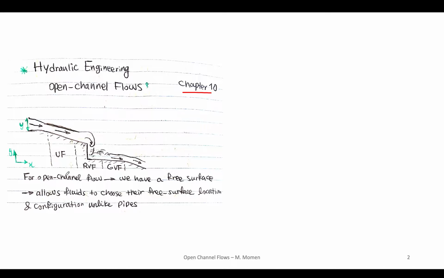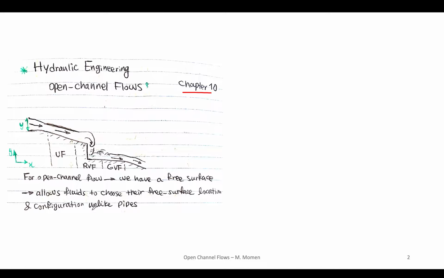So as you can see, one of the specific properties of these open channel flow systems is that we have a free surface. So the surface here is free, so it can change. This allows the fluid to choose its free surface location and configuration. So it can modulate itself based on the topography, based on gravity, based on the pressure, based on the velocity, based on the surface friction, based on all these factors. The flow system can adjust itself and change its free surface.